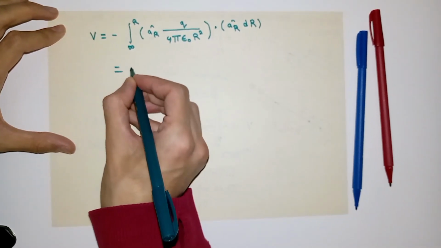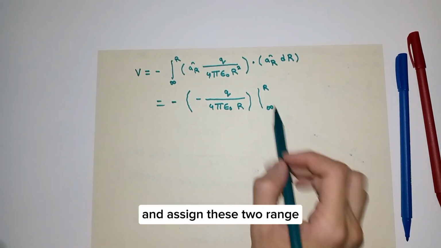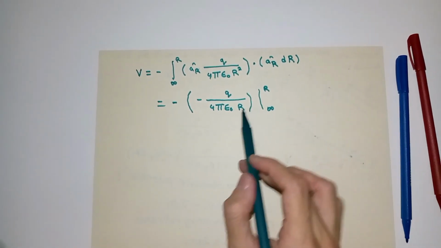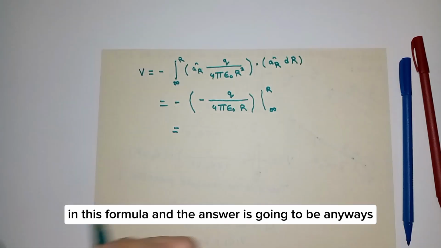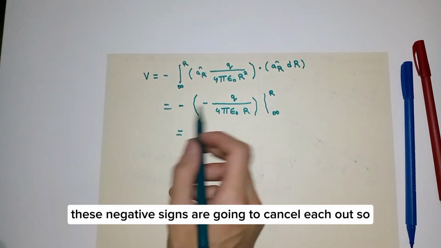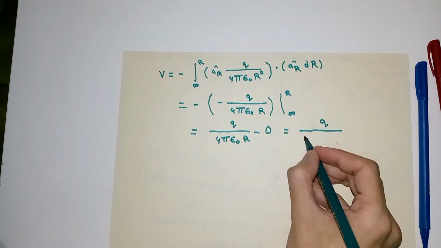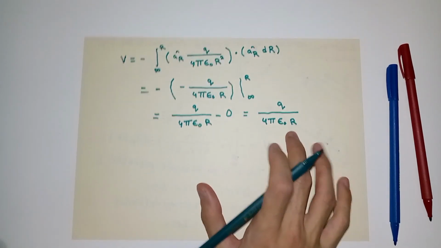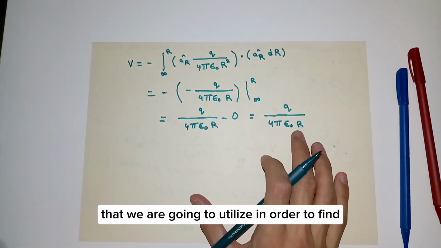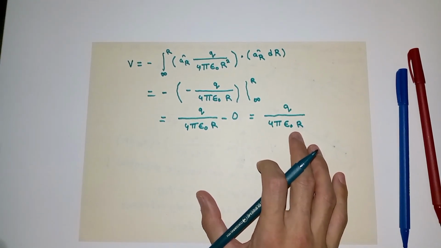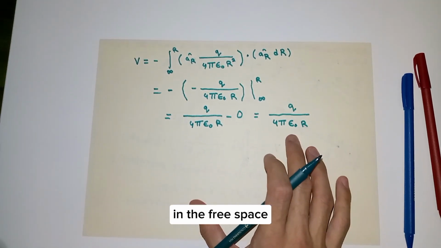So, and assign these two ranges to r in this formula, and the answer is going to be, anyway, these negative signs are going to cancel each other out. So, and this is the final equation that we are going to utilize in order to find the electric potential at an arbitrary point in the free space. This equation is valid for all conditions in the free space.